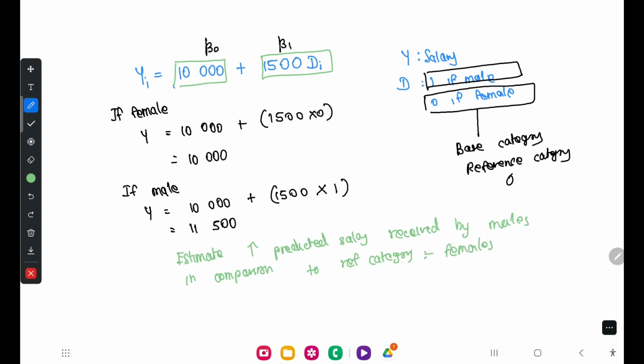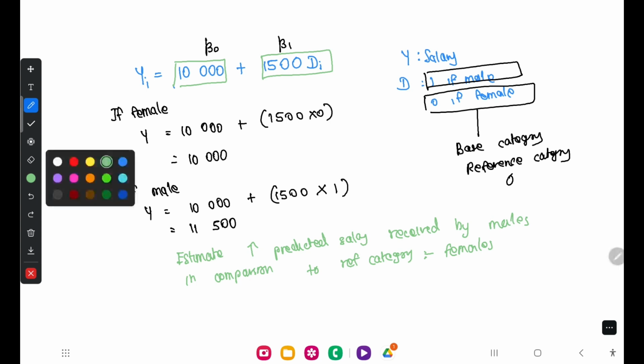So always the coefficient which we get over here, we have to compare it with the reference category. So here 1 is for males, right? So we say that's the increase in salary received by males in comparison to the females. As simple as that.